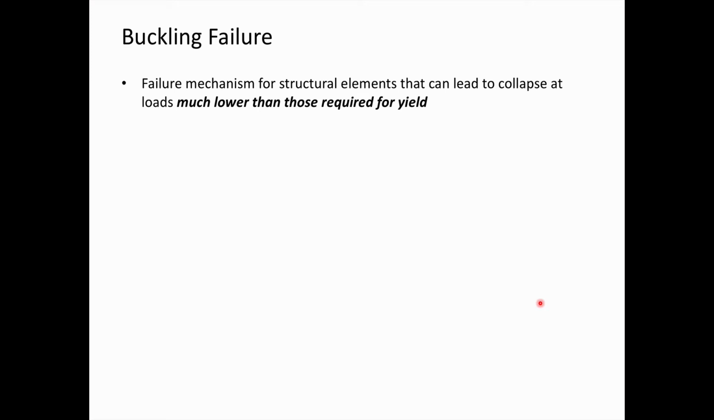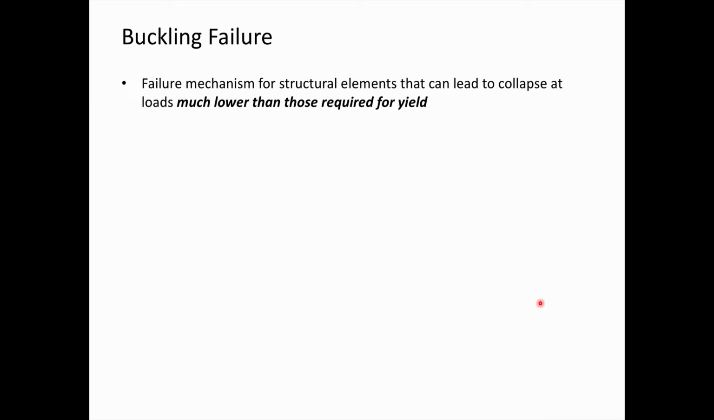Let's get started with buckling, one of the many failure modes that we're going to talk about in this class. This is the first part of buckling, and this is an important failure mechanism for structural elements that can lead really to total structural collapse at loads that are much lower than those required for yield.